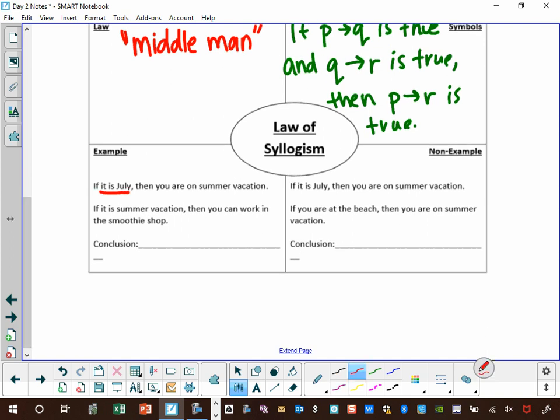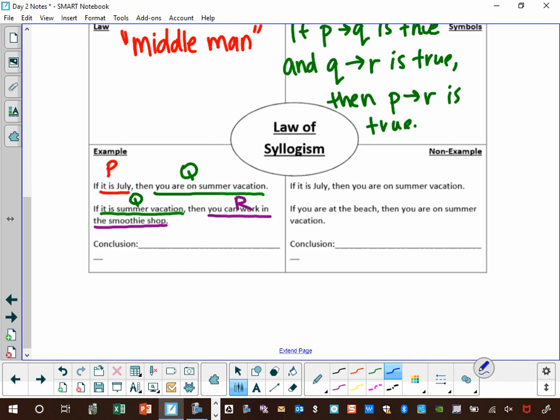If it is July, would that be P or Q? That's P, that's my hypothesis. Then you are on summer vacation. What's that? Q. Okay, that's what we've learned so far. Then it keeps going. If it is summer vacation, what letter should I get? It still gets Q because we're still talking about summer vacation. Then you can work in the smoothie shop. I'm going to call that R.